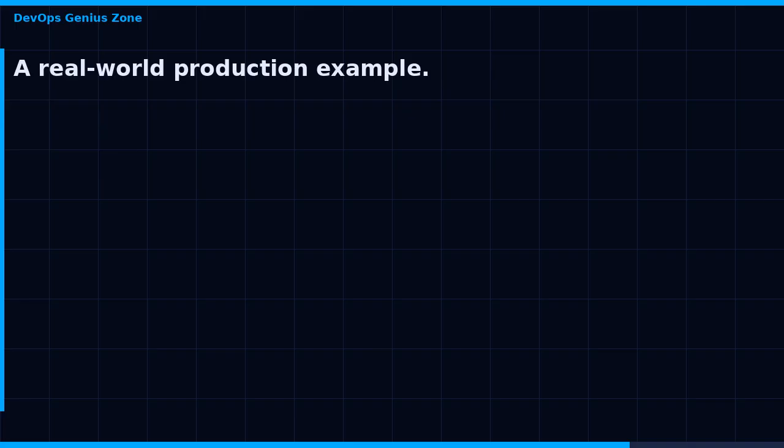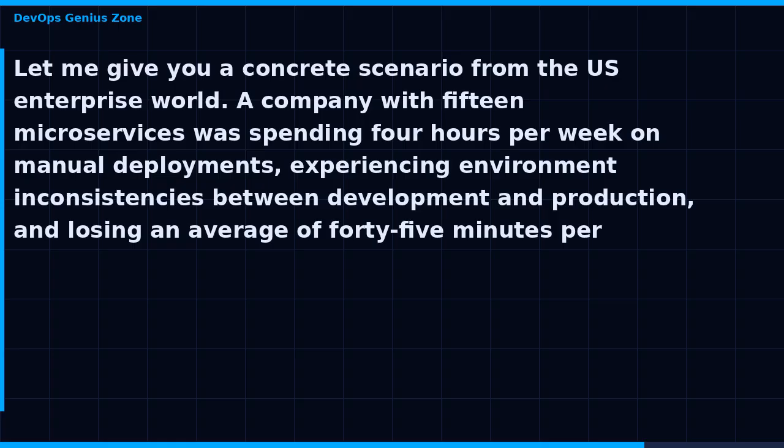A real-world production example. Let me give you a concrete scenario from the US enterprise world. A company with 15 microservices was spending 4 hours per week on manual deployments, experiencing environment inconsistencies between development and production, and losing an average of 45 minutes per incident trying to determine which change caused the problem.